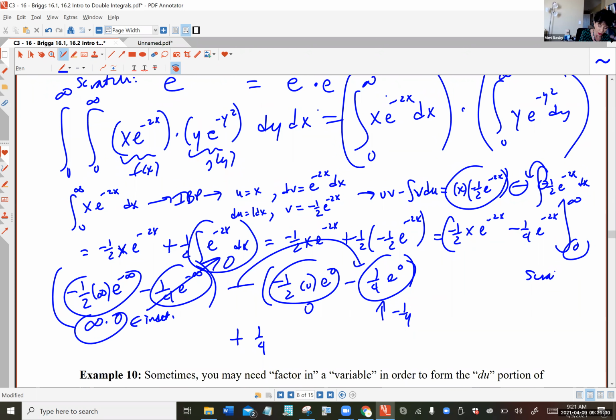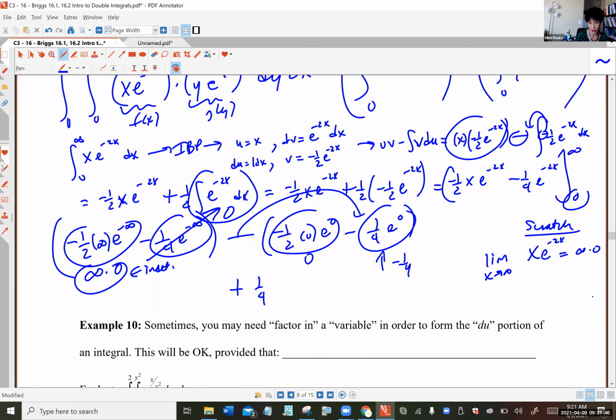So let's do a little bit of scratch work over here on the side. x e to the minus 2x, when you take the limit as x goes to infinity, you get infinity times 0, which is indeterminate. You learned this from Calc 1. Maybe you forgot. I'm here to remind you. Then what? Well, what they taught you in Calc 2 was you try to rewrite the expression as a quotient so you can use L'Hopital's rule or growth rates.